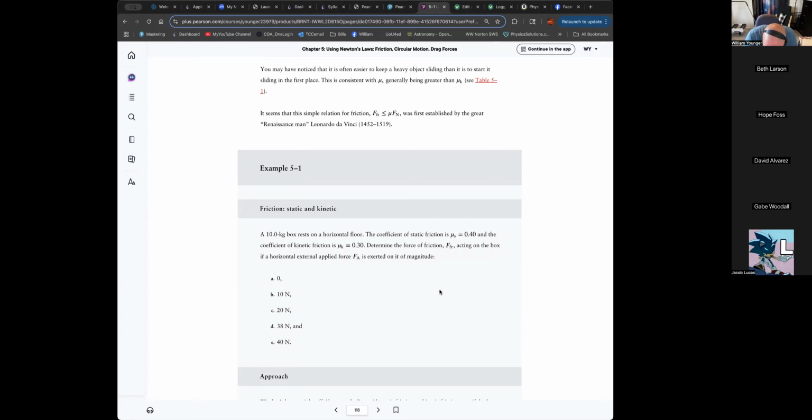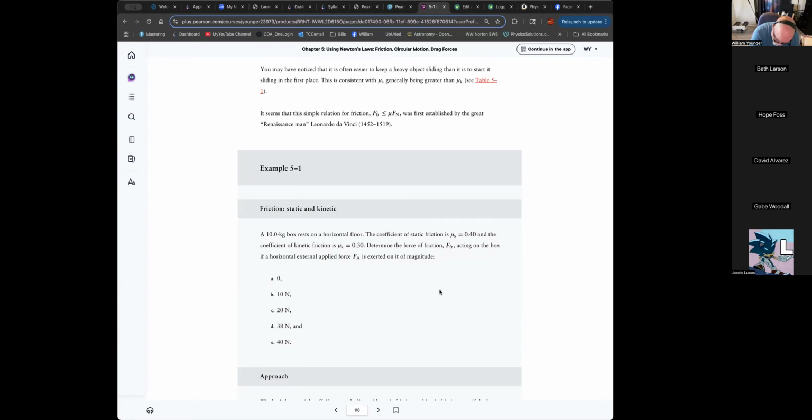For part B, we have F A is equal to 10 newtons. So in this case, the friction force, again, remember they're asking for the friction force in all of this. So in this case, the 10 newtons is again smaller than the max static friction force. And in this case, it'll be a static force and it's equal to 10 newtons.